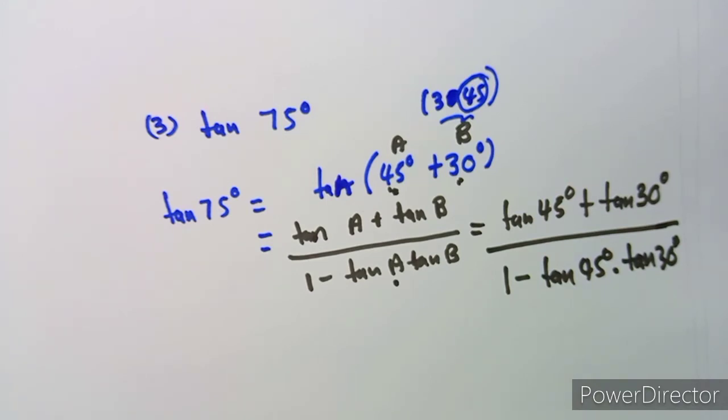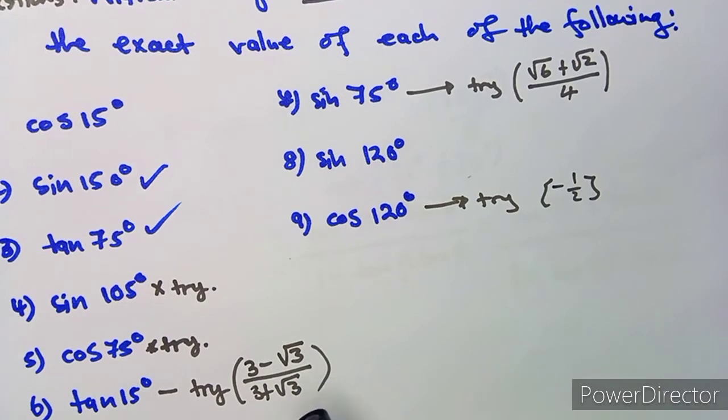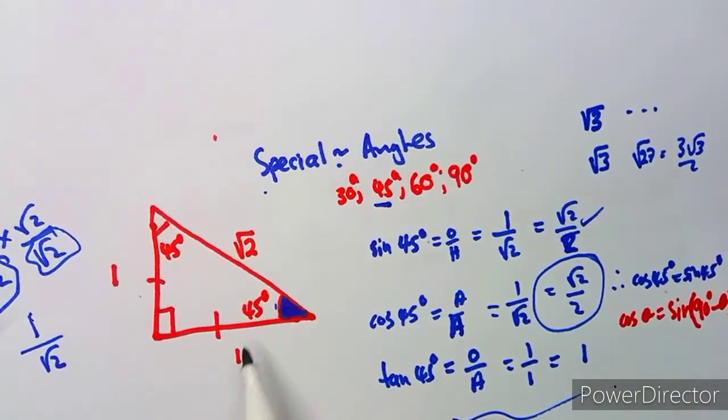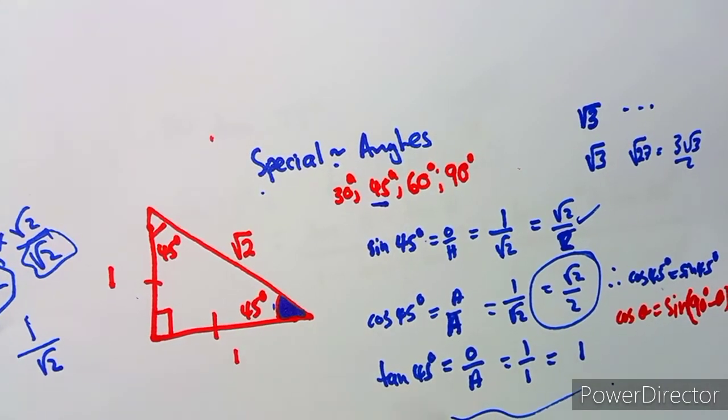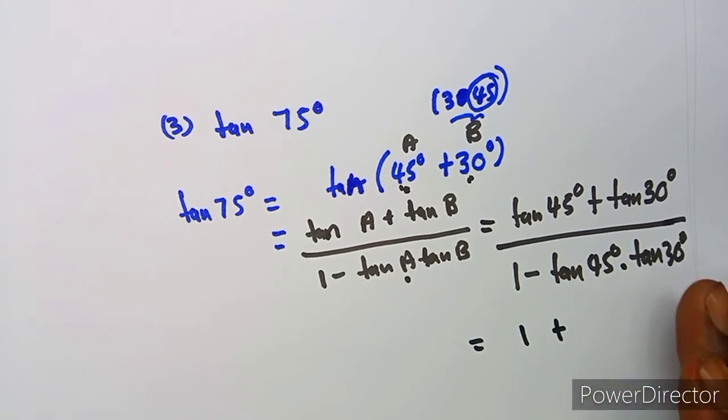How are you going to simplify? You cross-check your answers; they can be under a square root, they can be exact. So all you need is to substitute those values. And tan 45, we talked about this. We said tan 45 is actually equal to 1, opposite over adjacent, that's 1. So tan 45 is actually equal to 1 plus tan 30.